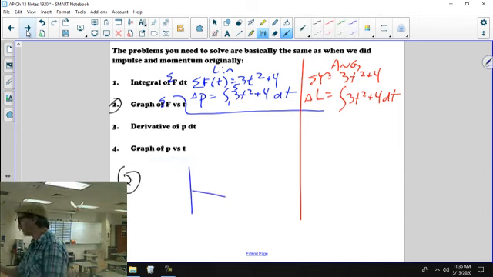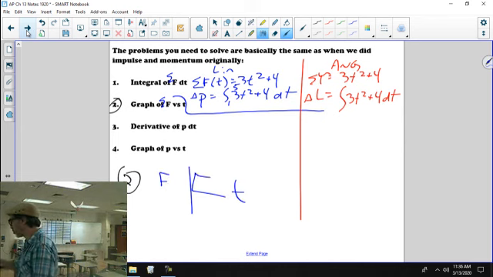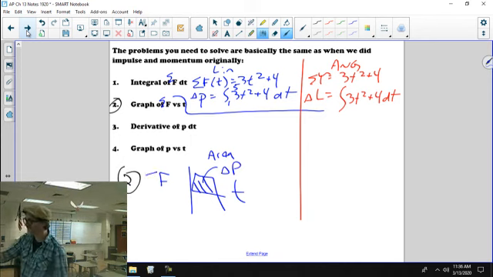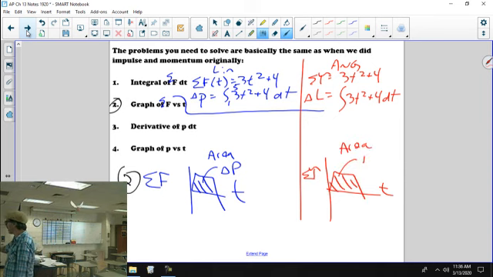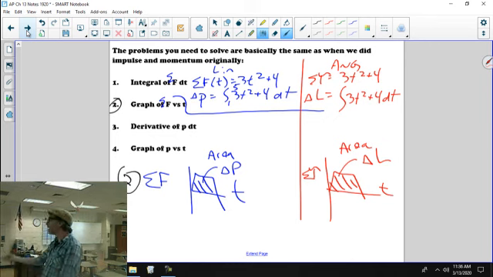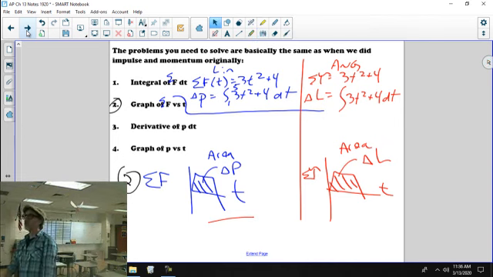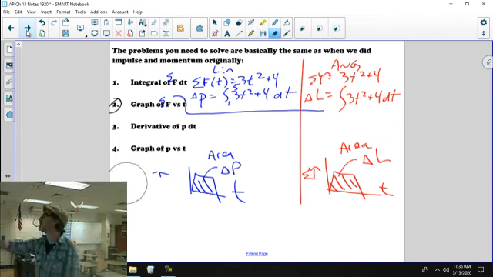So for number 2, if I give you a graph, force versus time, then the area is the change in momentum. Again, net force. Over here, net torque versus time, your area is going to be your change in angular momentum. Okay, so the problems you're going to see are really similar to these, except it's all angular. All right, so that's 1 and 2, and then 3 and 4 are about the derivatives.